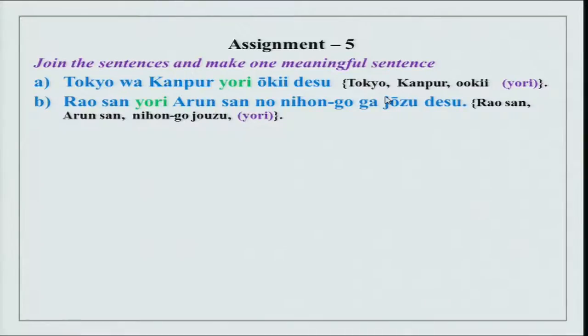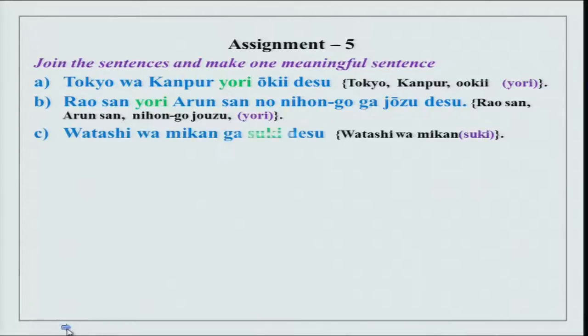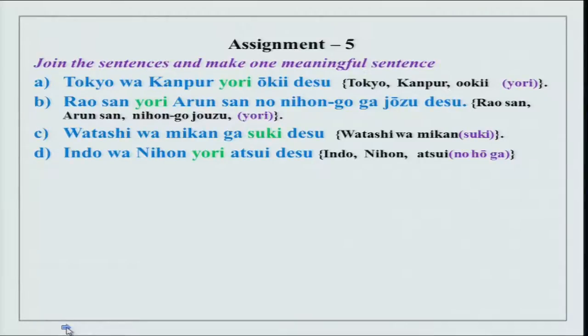We did jozu last time. I did mention jozu a little. We will practice now over here in this class. Jozu will take particle ga, as I had mentioned. Then we have watashi wa mikan ga suki desu. So when you are stating a fact, you are stating something emphatically, ga is going to be used. And also with suki, always ga is used. Indo wa Nihon yori atsui desu. Yori. Again.